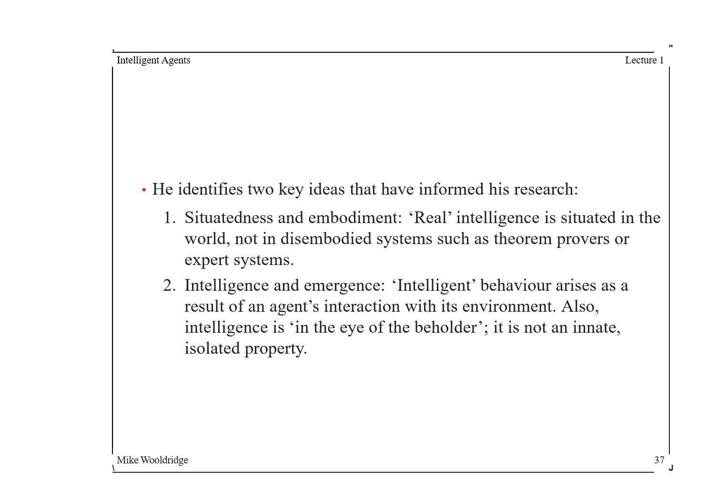Now he identifies two key ideas that have informed his research. One is intelligence and emergence. So you can say that intelligence lies in the eye of the beholder, and it's not a neat isolated property. Intelligent behavior arises as a result of the agent interacting with the environment. Whenever an agent interacts with the environment, it is going to learn, and as such, intelligent behavior arises.